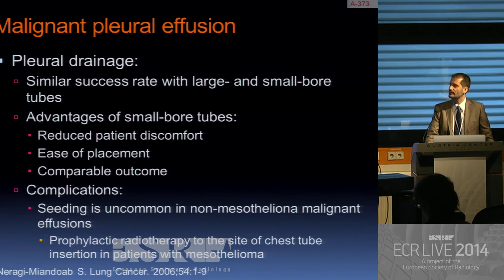In cases of malignant pleural effusion, similar success rate is described using large and small bore catheters. But the small ones have minor patient discomfort, are easily placed, and have a comparable outcome. The complications are the same as for the drainage of a parapneumonic effusion. Only in cases of drainage of a malignant pleural effusion, you should be aware of development of seeding. Seeding is uncommon in non-mesothelioma malignant effusions. In cases of mesothelioma, you have to perform prophylactic radiotherapy to the site of the chest tube insertion.